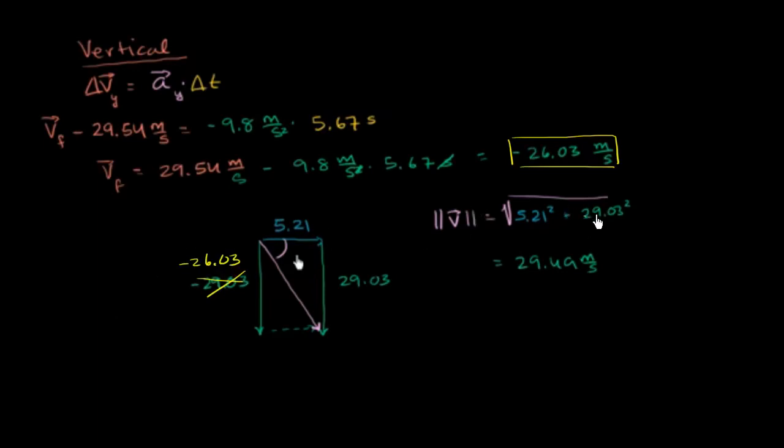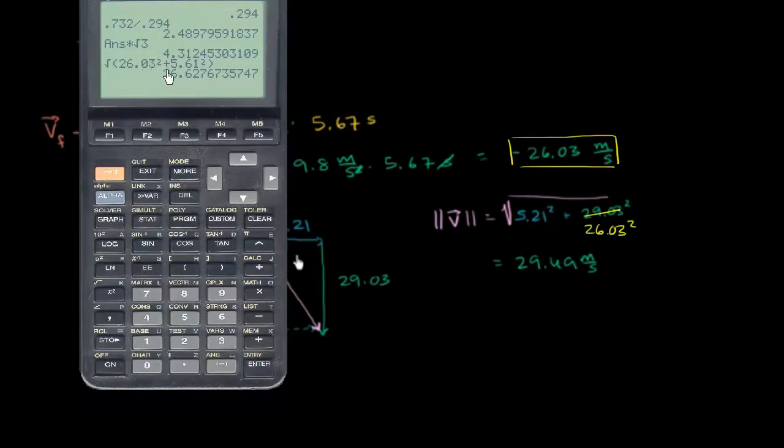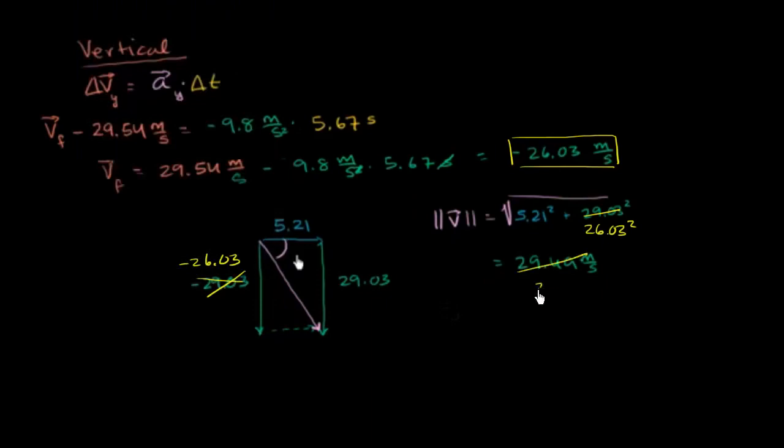So the total velocity, we should have 26.03 squared over here. And then if we evaluate that, and I just did it on my calculator, 26.03 squared plus 5.61. Actually, I did it wrong again, so it's 5.21. Let me redo it. So 26.03 squared plus 5.21 squared under the radical gives us 26.55. So this right over here should be 26.55 meters per second. So that is the magnitude of our total final velocity.